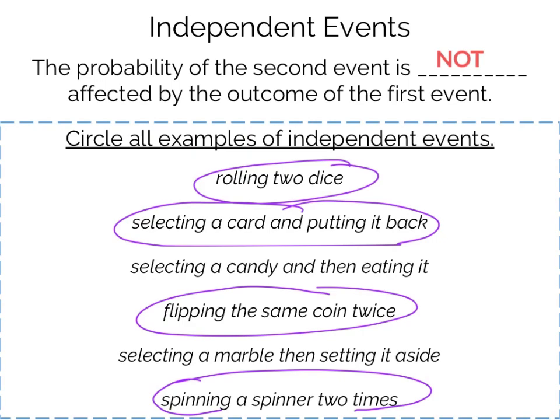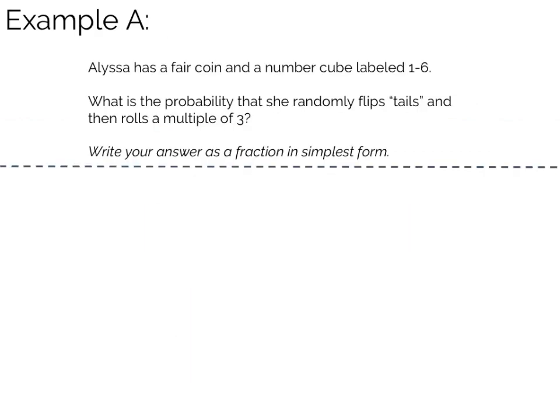So now let's do some practice with independent events. So here in example A, Alyssa has a fair coin and a number cube labeled 1 to 6. What is the probability she randomly flips tails and then rolls a multiple of 3? Write your answer as a fraction in simplest form.